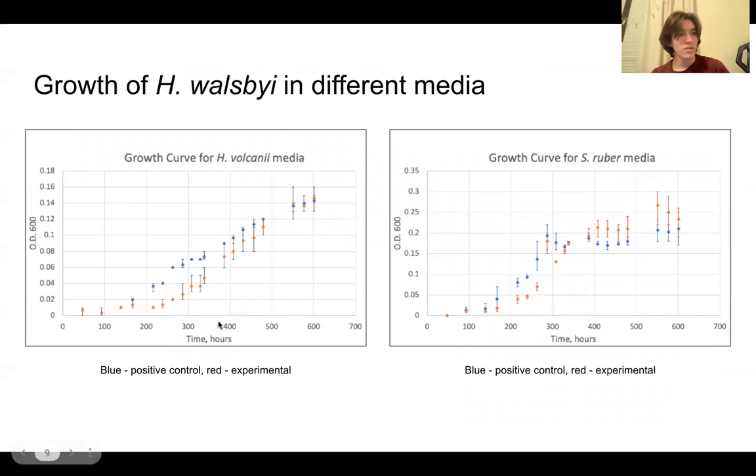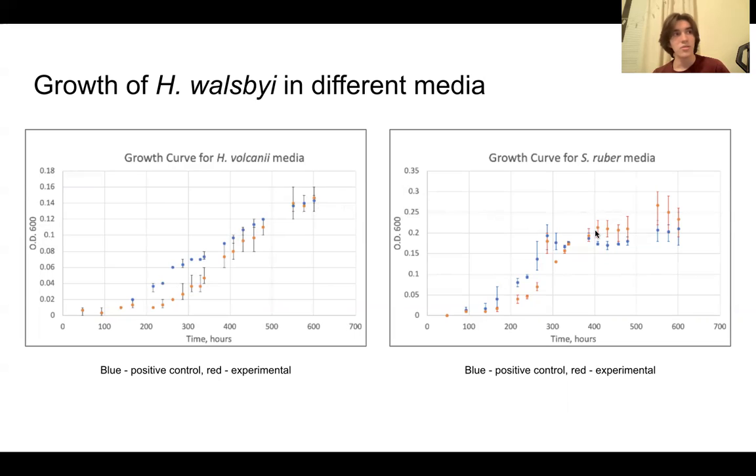The graph on the left shows H. walsbyi growing in either its own media, which are the blue points, or the media that was made in part with the H. vulcani treated media, which are the red points. You can see that the positive control did grow faster, but eventually they reached about the same optical density. The experiment for the S. ruber media was pretty similar.